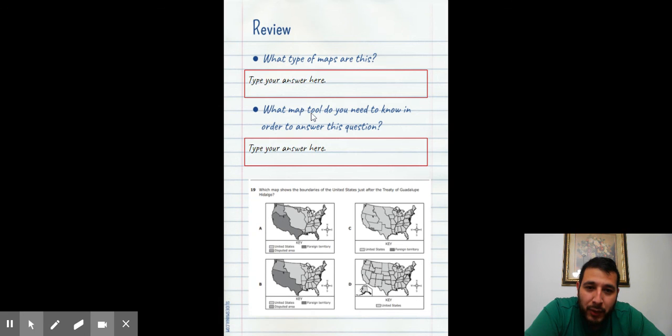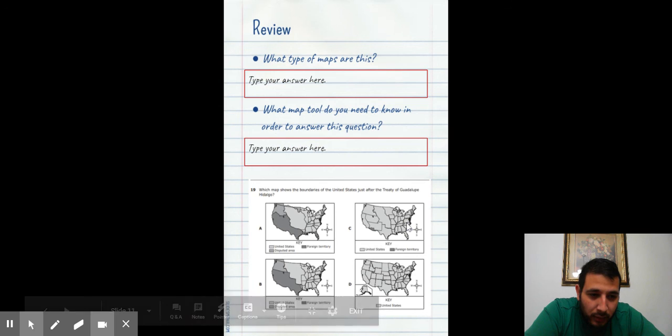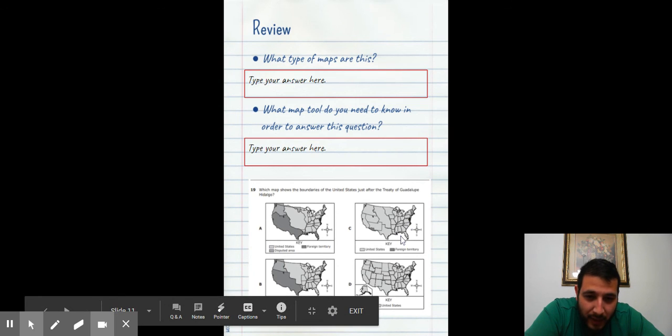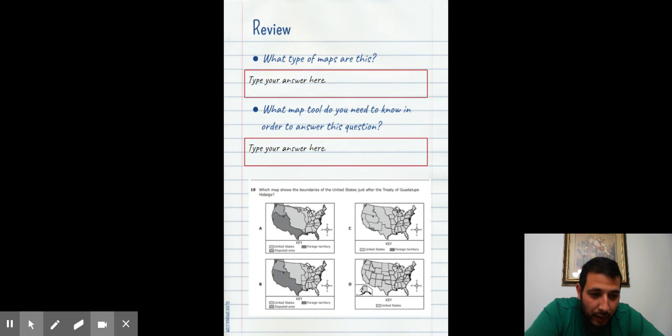Now, what map tools do you need to know in order to answer the question? Well, I gave you one, which is you need to know what type of map it is. But just put me another one here so I know you are understanding what we're covering.